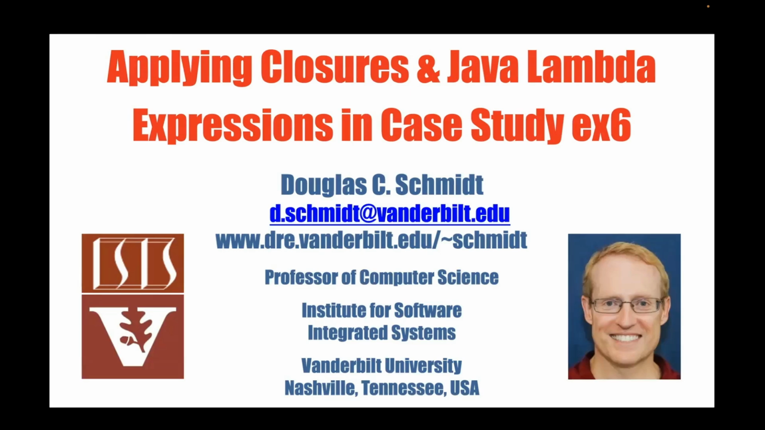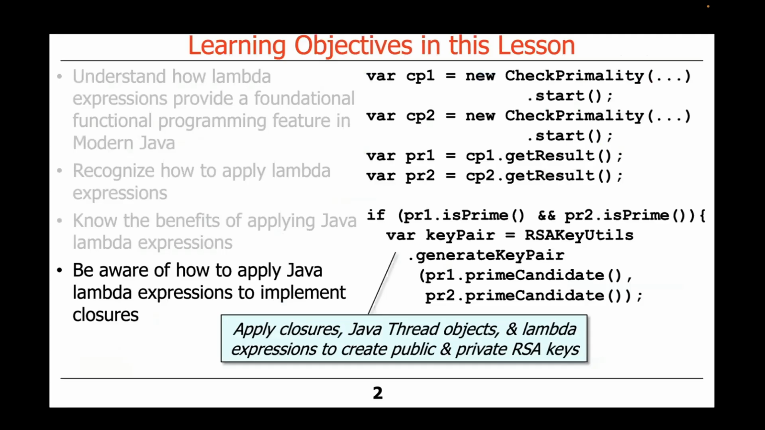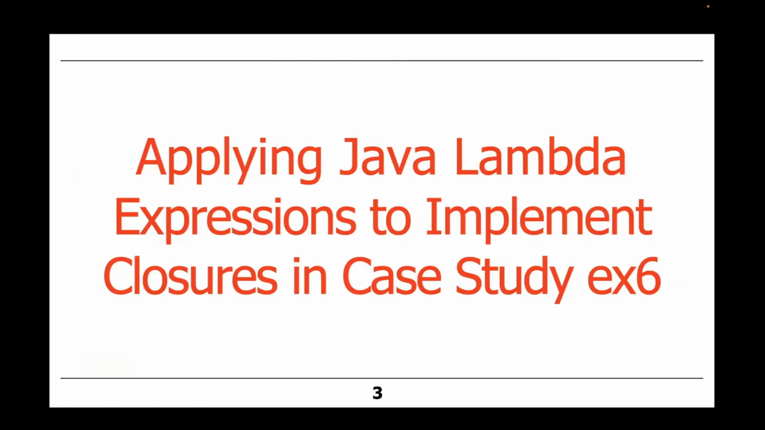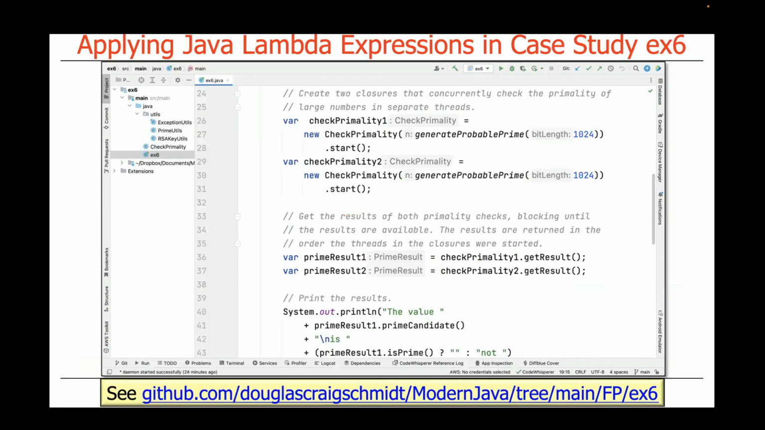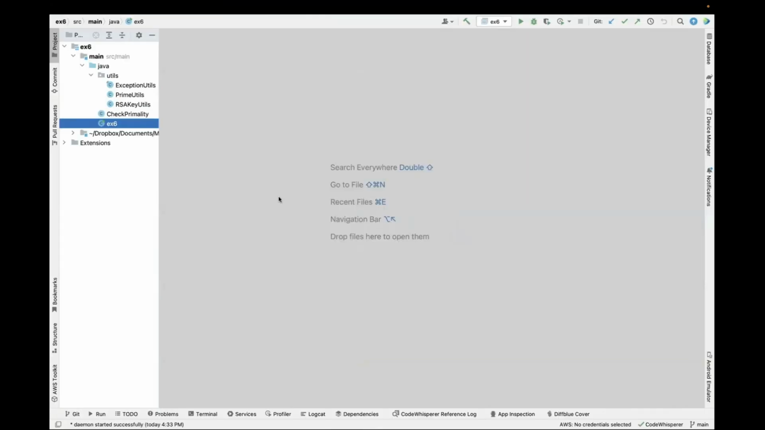So now that I've given an overview of closures and a hint about how to implement them using Java Lambda expressions, let's walk through the case study ex6 in more detail. This particular example applies closures, Lambda expressions, and Java thread objects to create public and private RSA keys concurrently. You'll be able to find this code in the ex6 project in my FP folder in my modern Java GitHub repository. So here we are in the ex6 project in that folder.